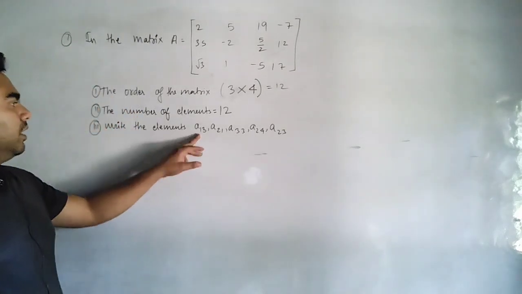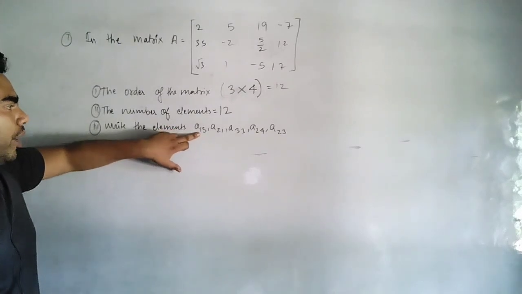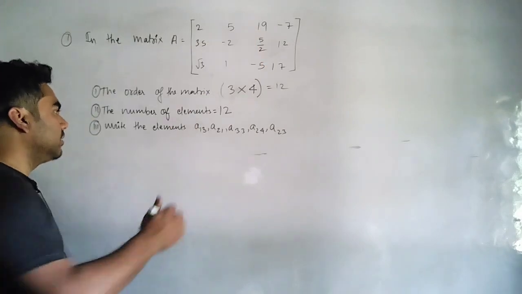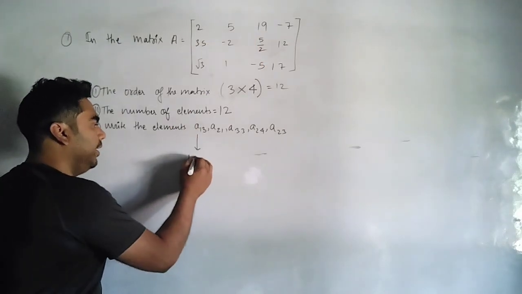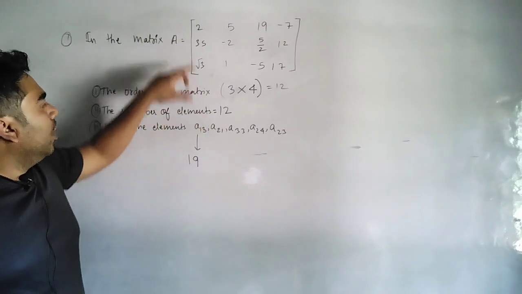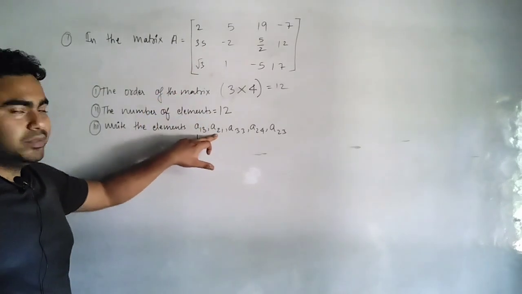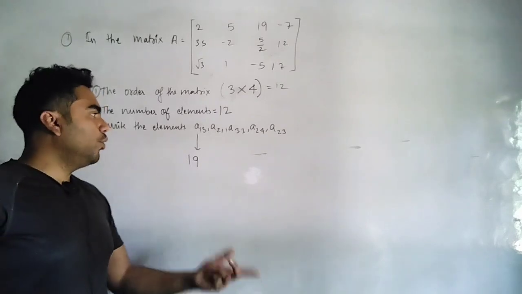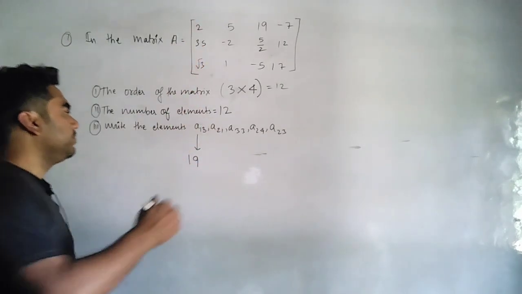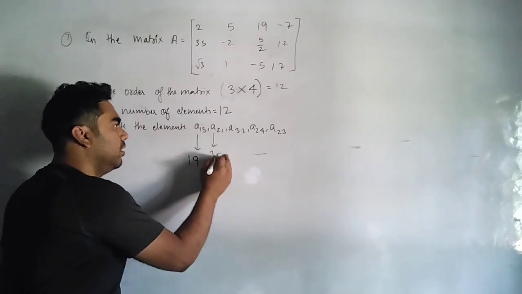Here the subscript giving 1, 3 means row 1, column 3. That is 19. Now the second one, A21. Here the subscript is 2, 1: second row, first column. That is 35.